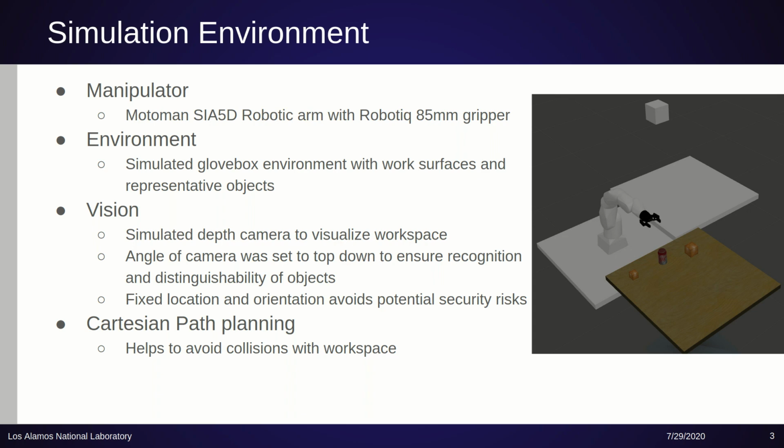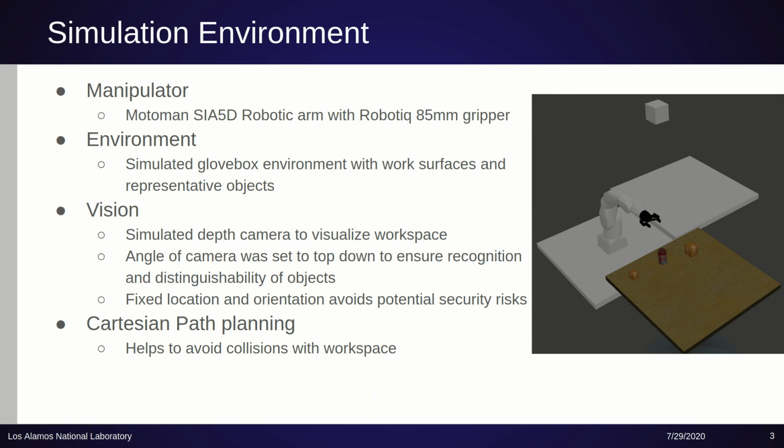Surfaces were added to hold the objects being manipulated. The objects were selected to be representative of the shapes of objects found in the glove box. At the moment, the objects consist of simple shapes like cylinders and cubes, but more complex shapes will be added as the work progresses. For the vision component of the project, a simple depth camera was simulated, which is able to generate point clouds of the simulated environment.